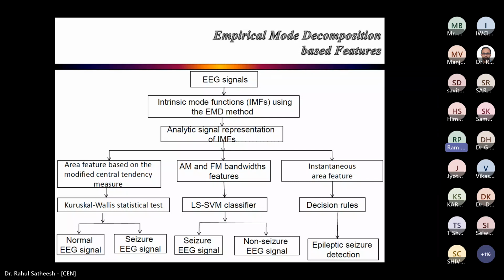In the third methodology, instantaneous area features have been computed from these IMFs, the analytic IMFs, and then they are given as input to decision rules. We have defined some decision rules which ensure that whatever decisions you make for epileptic seizure detection are reliable in nature. So we have epileptic seizure detection based on these rules. All three frameworks will be explained in the coming slides. Next slide, please.